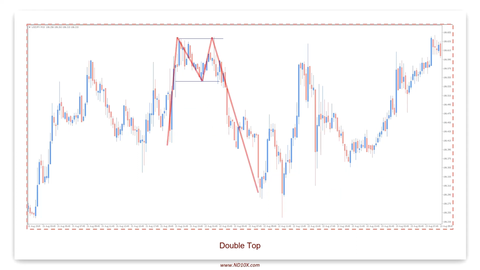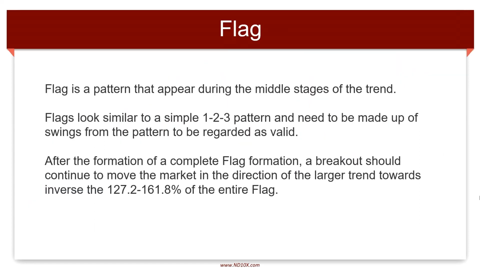Let's see another example. So another M formation, another breakout, everything looks perfect. Flag is a pattern that appeared during the middle stages of the trend. Flags look similar to a simple 1-2-3 pattern and need to be made up of swings from the pattern to be regarded as valid. After the formation of a complete flag formation, a breakout should continue to move the market in the direction of the larger trend toward the inverse 127.2 and 161.8 of the entire flag.